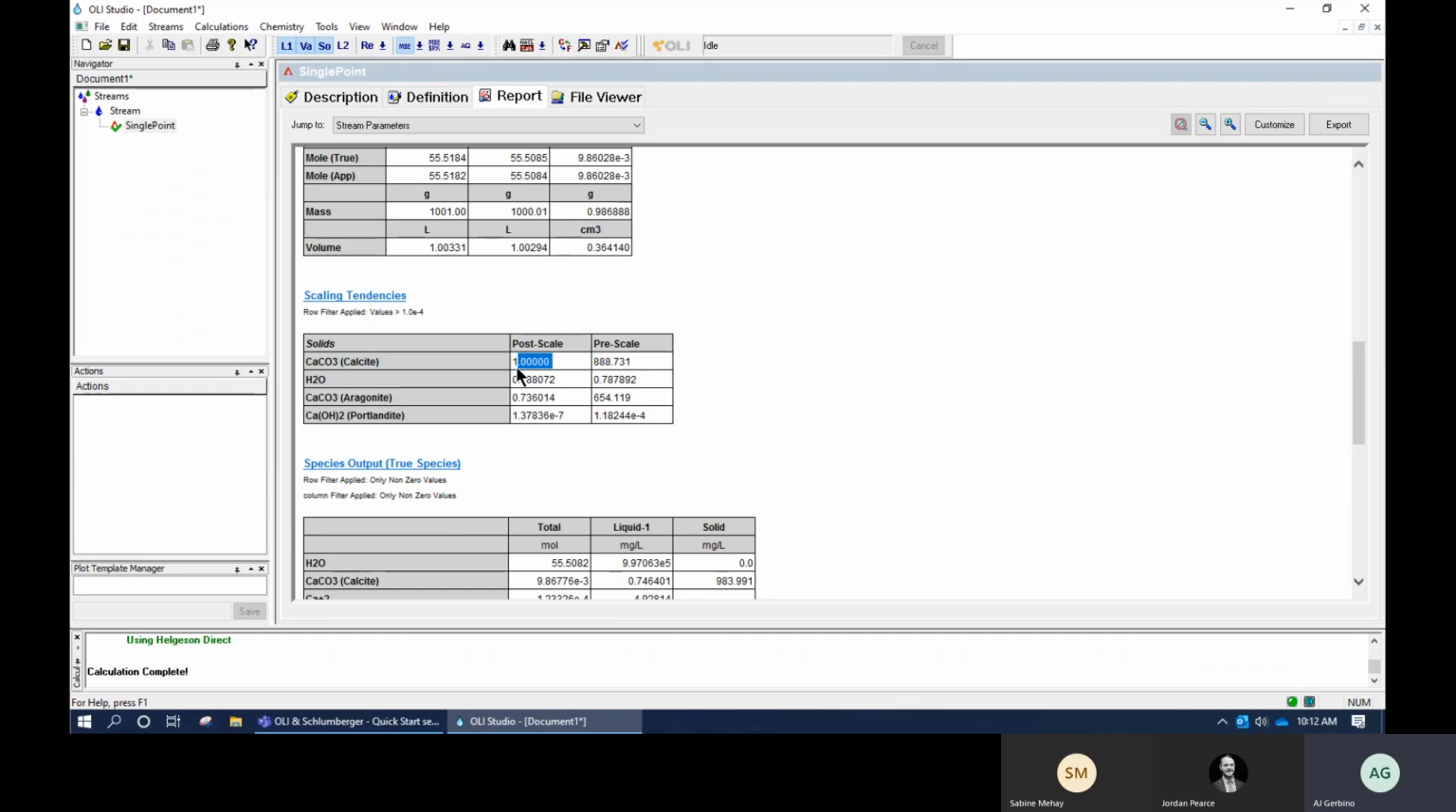But when it comes to equilibrium, the saturation value is 1. Are you familiar with the term saturation? Yes. Okay, cool. You can also see that we have aragonite here, so just a different form of calcium carbonate. And of course, we can have one or the other form depending upon settings that you select.